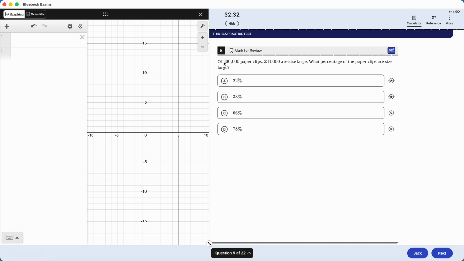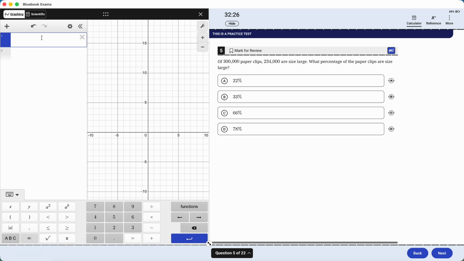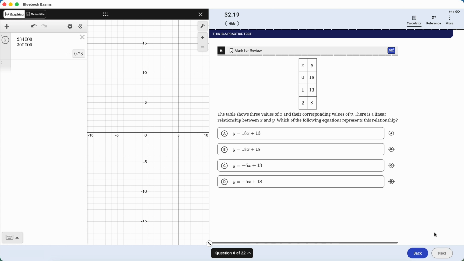Next one, out of 300,000 paper clips, 234,000 are size large. What percent are large? It's just a fraction, right? Just do your 234,000 over 300,000, right? And we get 0.78, so 78%.